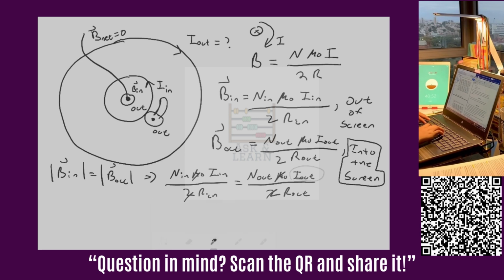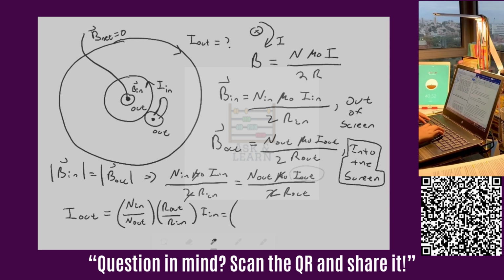So what does this look like? Let's rearrange for I out. And what we get is a nice little equation with some particular cool ratios. So the current in the outer loop ends up being equal to the ratio of the number of turns of the inner loop to the outer loop, multiplied by the ratio of the radii of the outer loop to the inner loop, and then multiplied by the current in the inner loop.